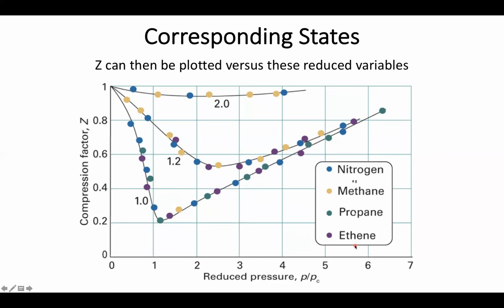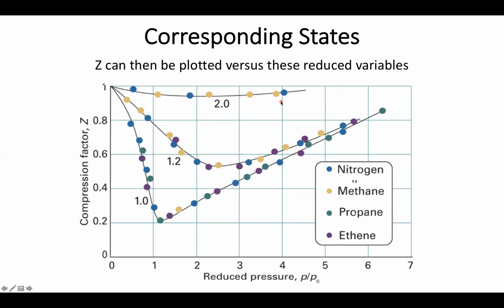And it turns out that if I have the system at a reduced temperature of 1, so the temperature is at the critical temperature, we get a single plot for all four gases. And a similar thing happens at a reduced temperature of 1.2 and 2.